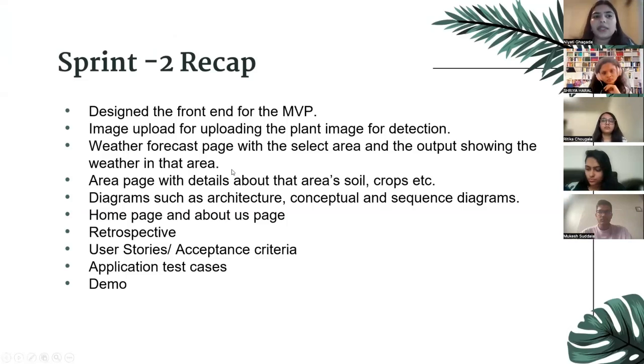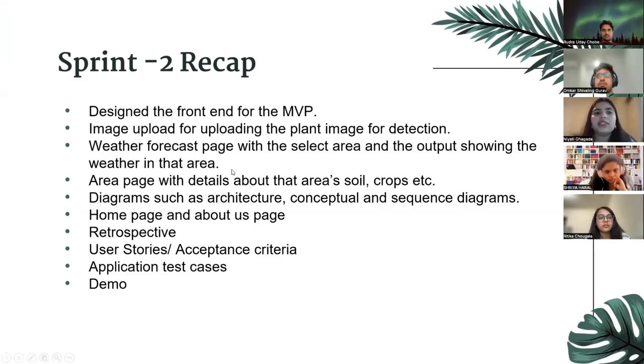Yeah, so I'll be explaining what we did in sprint 2. So we designed the front end of the MVP. We also had the image upload function for uploading the plant image for detection, a weather forecast page with the select area and the output showing what the weather is in that area, and also the area page with details about that area's soil, crops, etc.